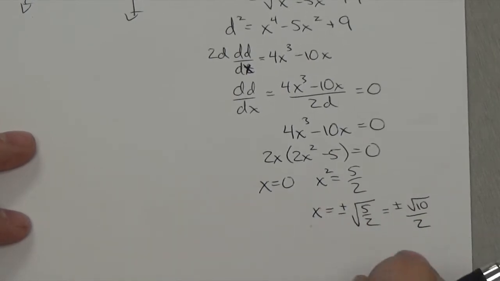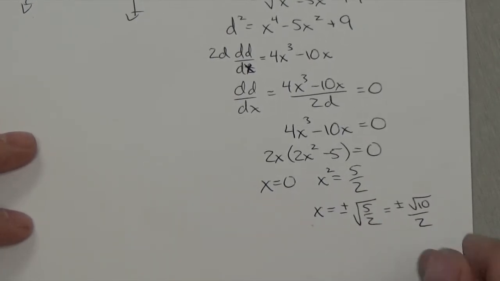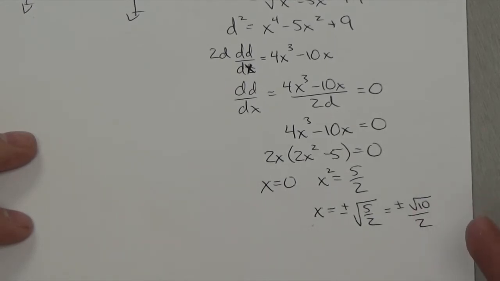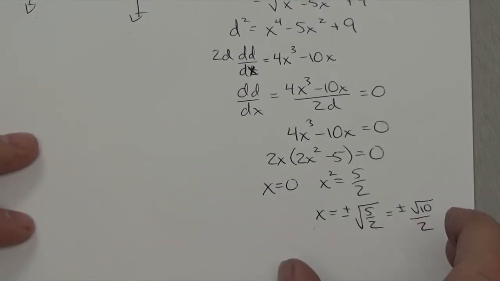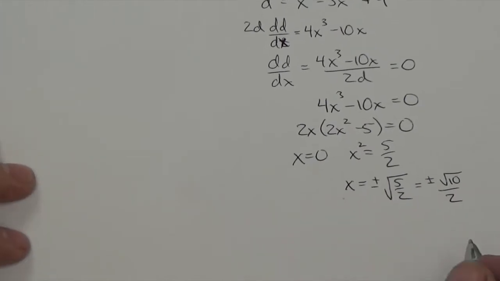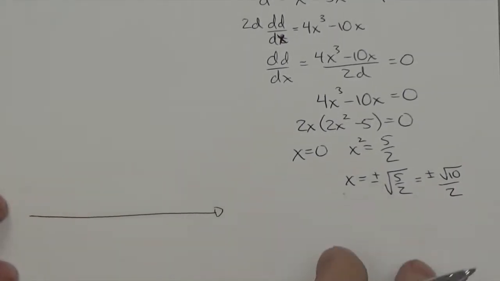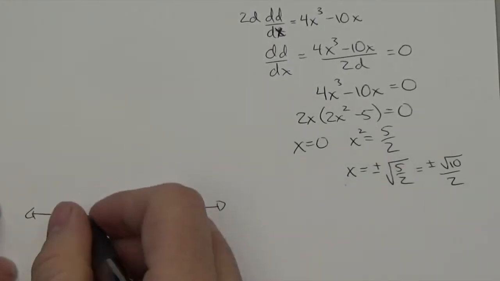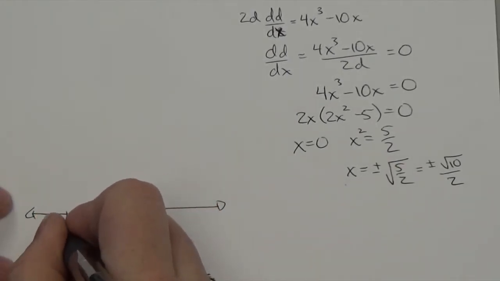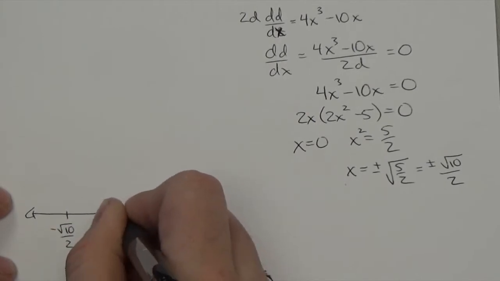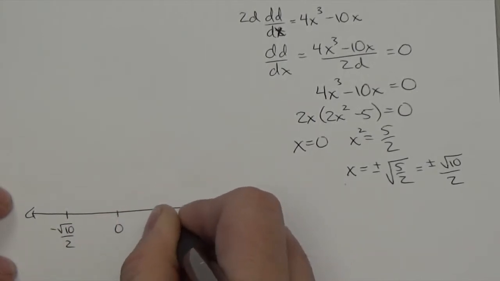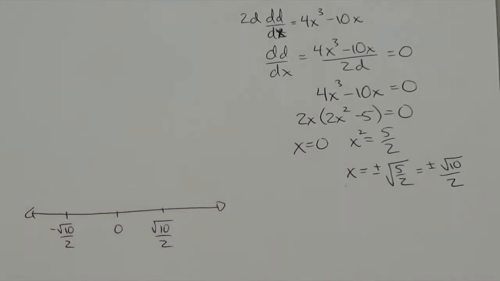Okay, I've got 3 x coordinates right now. So that doesn't make it clear to me right off the bat which of these are going to give me the minimum. Okay, well, let's take a quick look at this. Let's take a look at our number line here, and we'll throw these on there. So we're going to have negative root 10 over 2, we've got 0, and then we've got positive root 10 over 2.